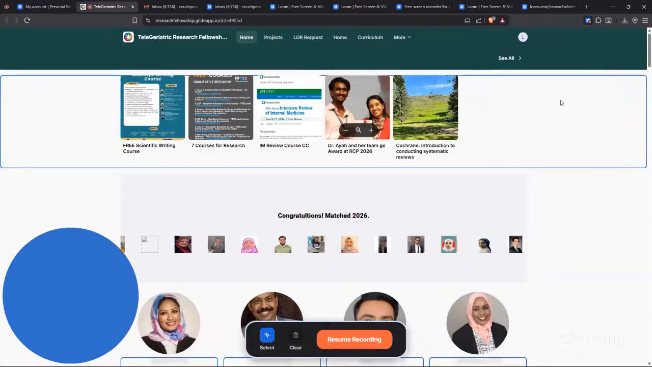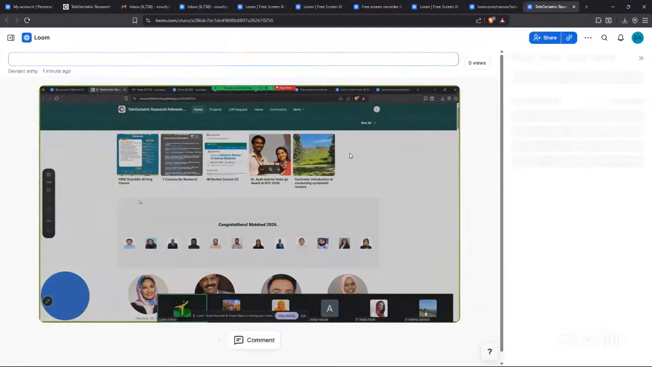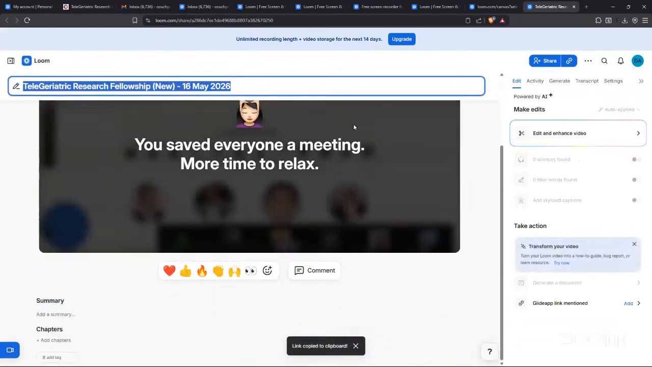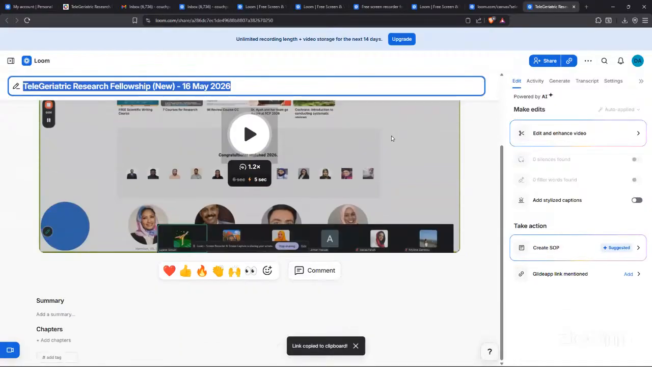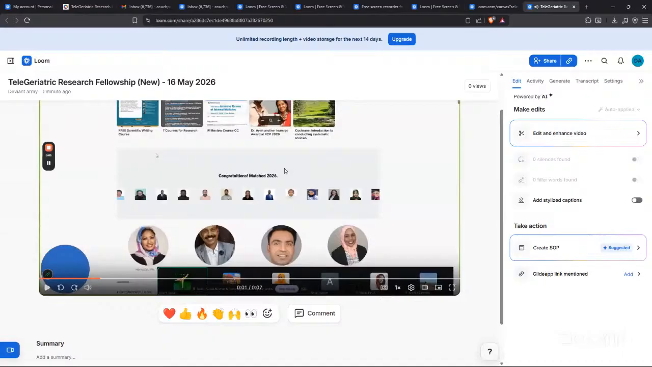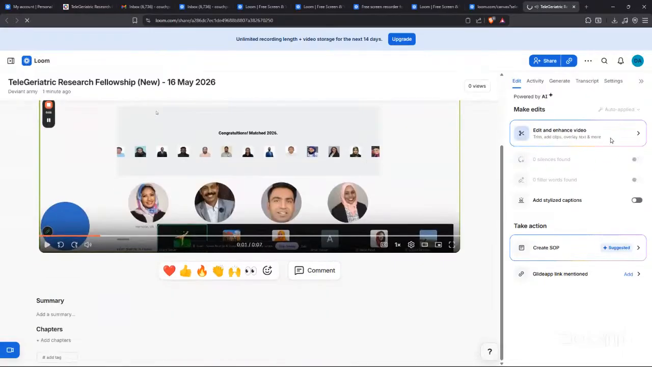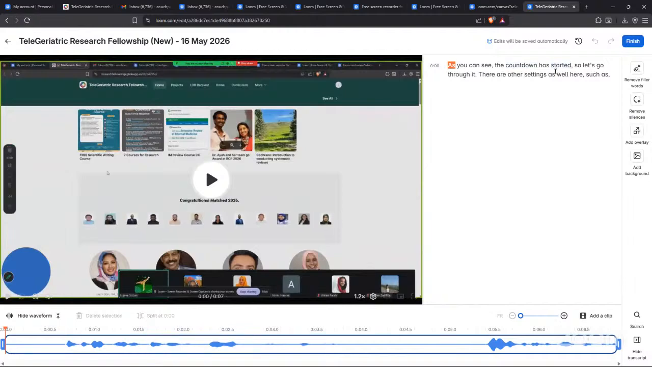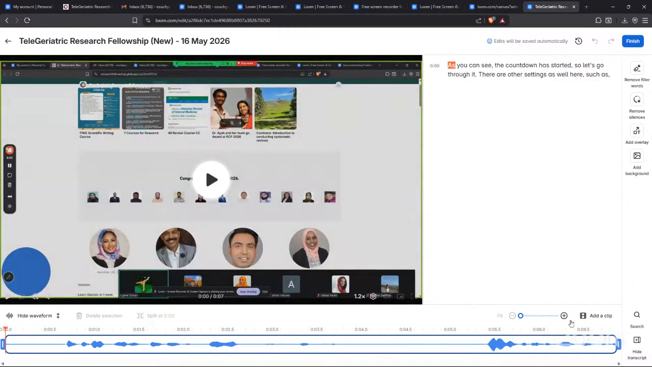So we can go through. So here we have it. We have the recording. You can just simply hit play. So we can edit the video, which is a really nice thing. It can also transcribe. So here it already automatically transcribed whatever I was saying, right? Which is a really good thing.